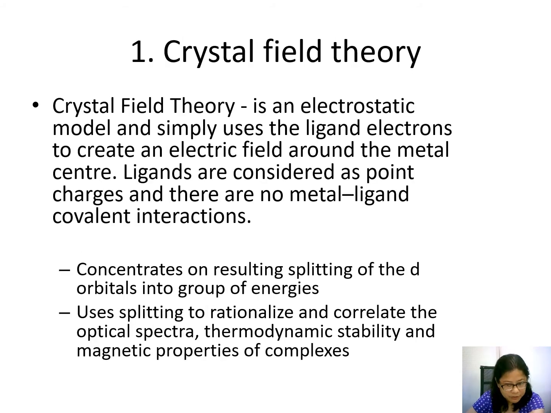So what about the crystal field theory? This is an electrostatic model that simply uses the ligand electrons to create an electric field around the metal center. Ligands are considered as point charges, and there is no metal-ligand covalent interaction. It concentrates on the resulting splitting of the d orbitals into groups of different energies, and uses the splitting to rationalize and correlate optical spectra, thermodynamic stability, and magnetic properties of the complexes.